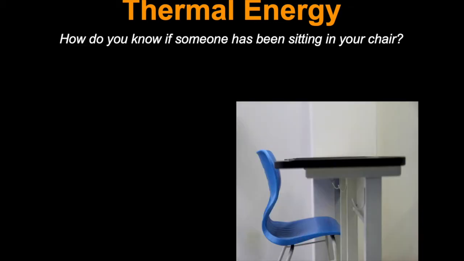So moving on here, I got a little bit of a question for you. How do you know if someone has been sitting in your chair? So let's say the bell rings for first period, you are in my class second period, you come in to sit down in your chair. How are you going to know that someone was occupying that seat in the first period? Well, if you're thinking about it, your answer is probably going to be it's a little warm, right? Now, why is that chair going to be warm?